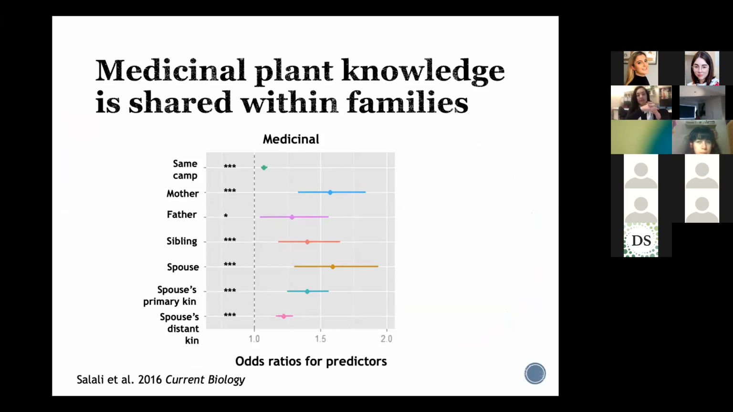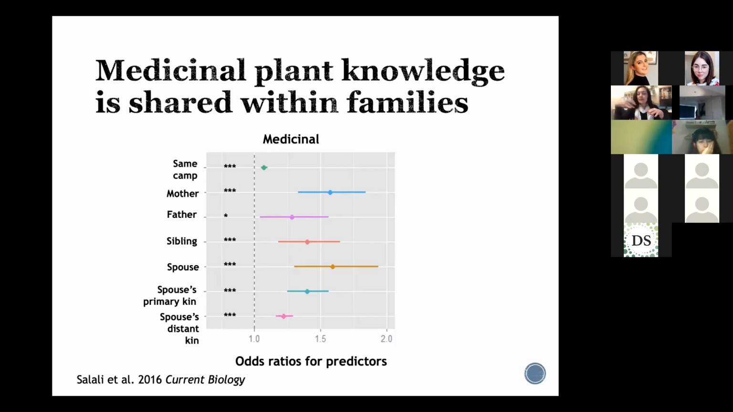And I looked at what factors predicted the probability of two people using the same plant for the same reasons. And what we found is that medicinal plant uses were mostly shared within families, unlike some other uses, which were mostly shared between individuals in the same camp. So this was expected in the sense that you would expect mothers and children, fathers and children and siblings to share a lot of medicinal plant uses.